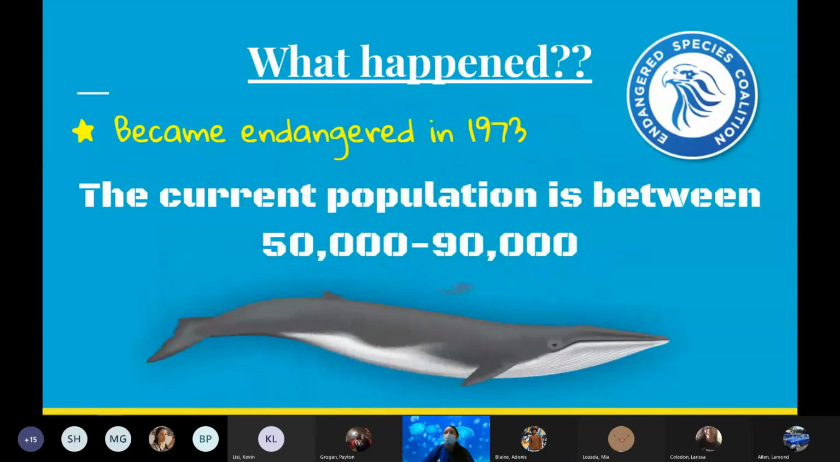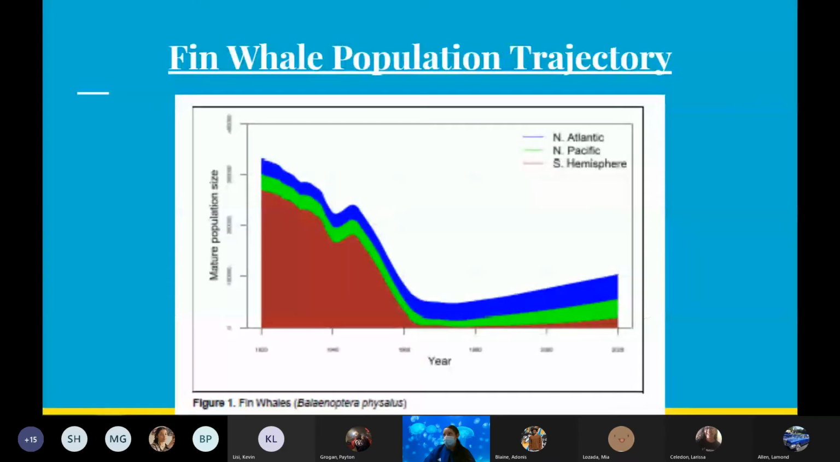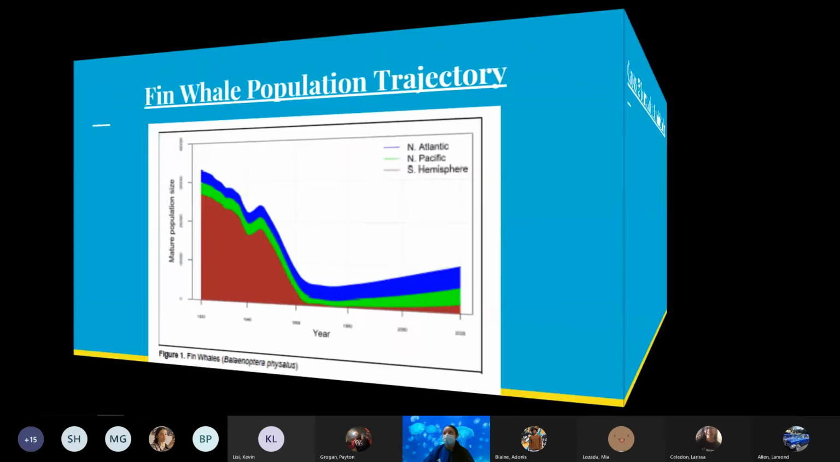What happened to them? Well, they became endangered in 1973, so I put that on there. There's their population size. It varies. It's a very wide range, but they live almost everywhere, so it's hard to keep a good count. Here's how their population has declined over time. They are on the up and up because they were protected, so they should have a recovery in their species, as you can see here.